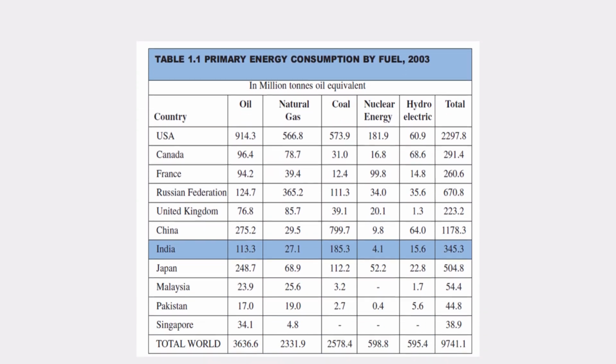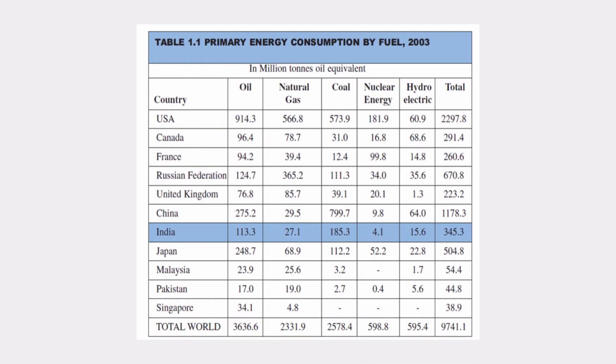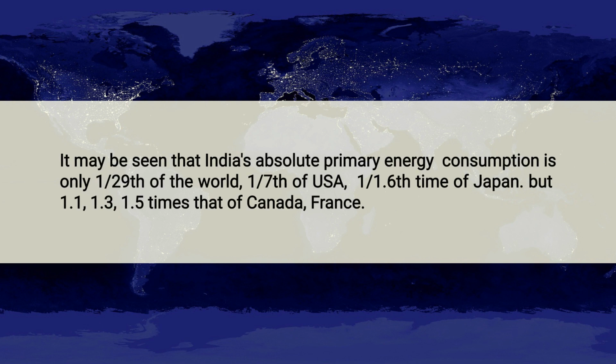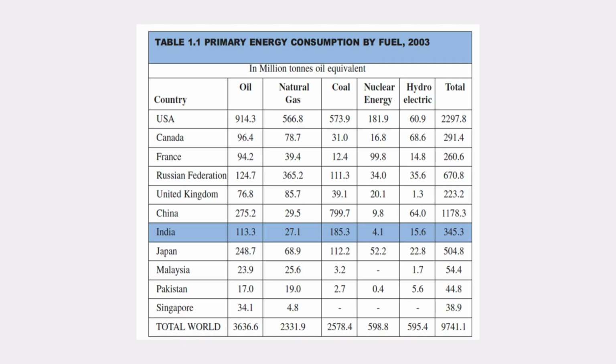Global primary energy consumption. The primary energy consumption for a few of the developed and developing countries is shown in table 1.1. It may be seen that India's absolute primary energy consumption is only 1/29th of the world, 1/7th of the USA and 1/6th of Japan, but 1.1, 1.3 and 1.5 times that of Canada, France and the UK respectively. It is depicted in the figure.